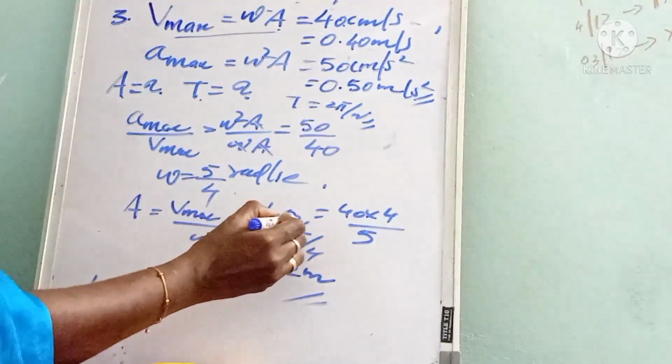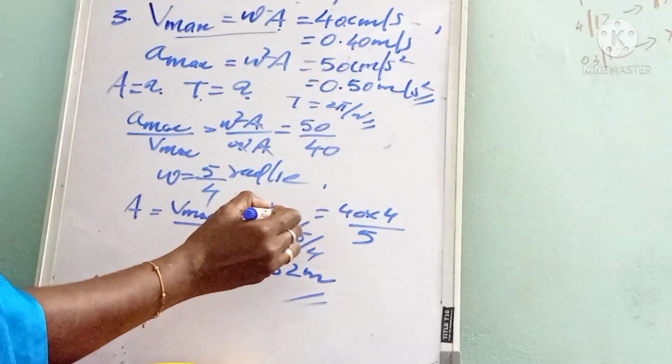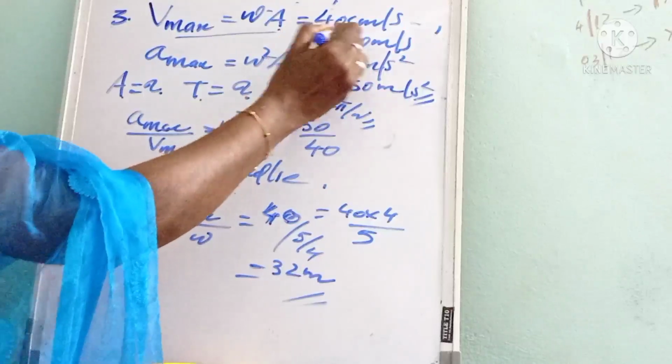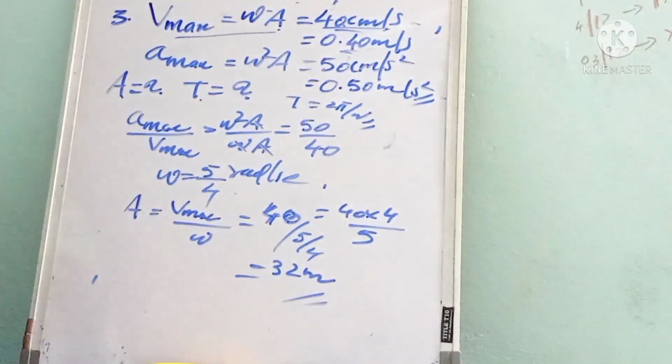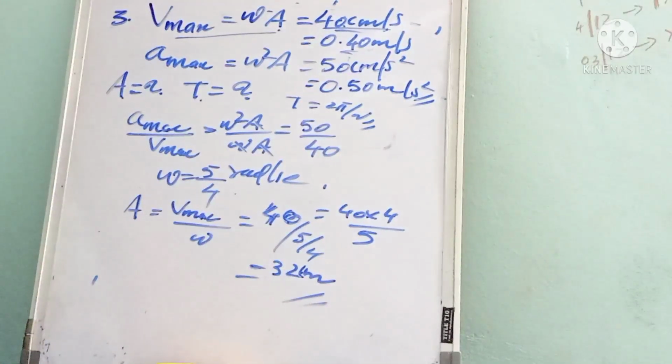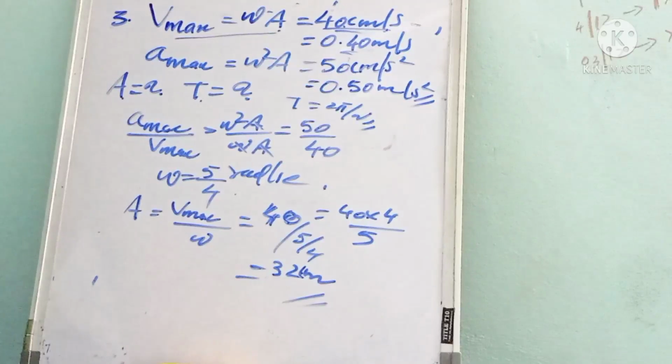Here we go. We take the value of velocity as 40 centimeter per second. Okay, we didn't take this value, we took this value only, 40 centimeter per second. So actually it is 32 centimeter. Okay, the amplitude is actually 32 centimeter.